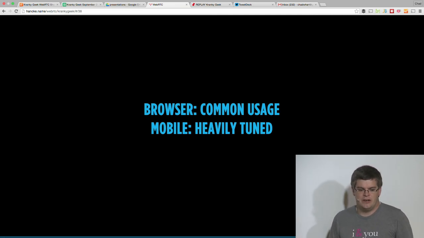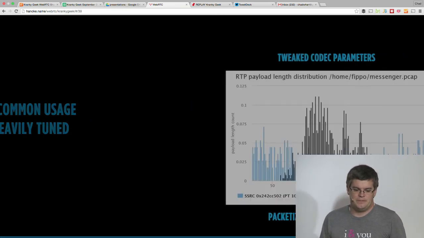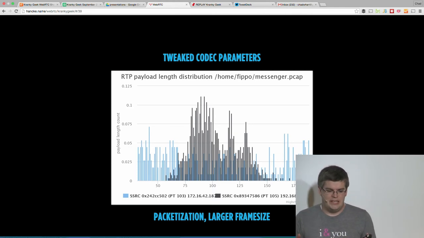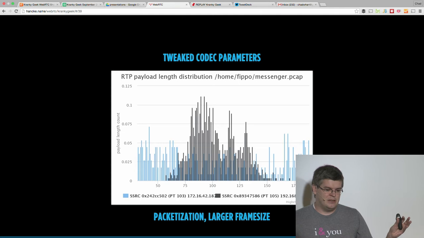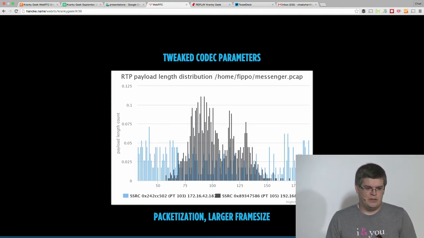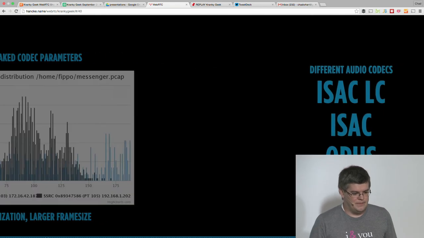They've heavily tuned their app for mobile usage. And you can see that in the distribution. You can see that they send lots of small packets and lots of large packets. So adapting to those network conditions they see.